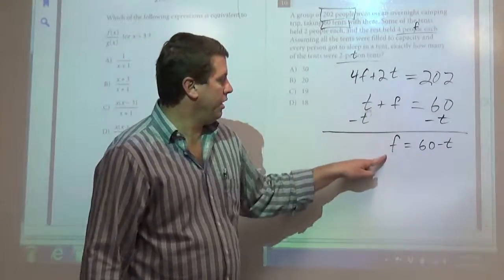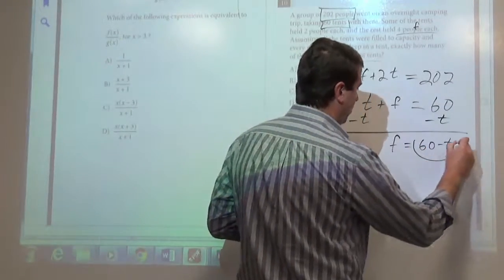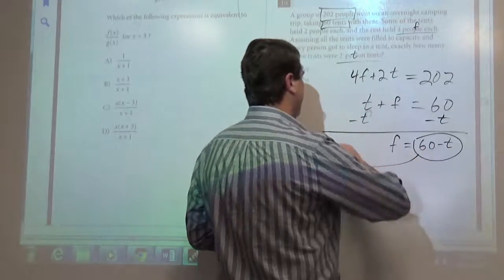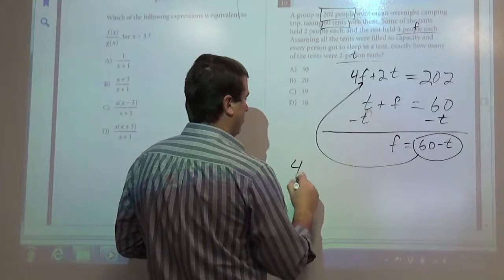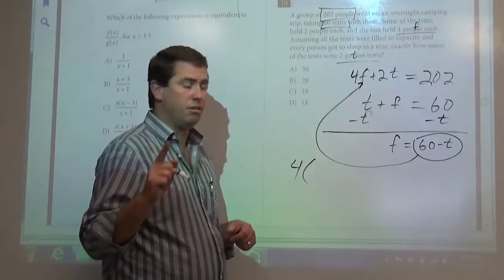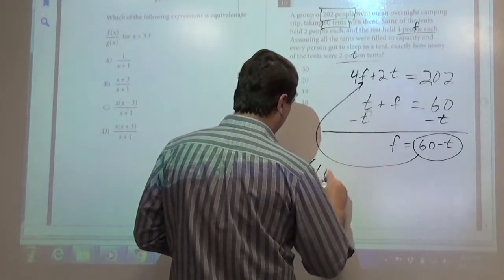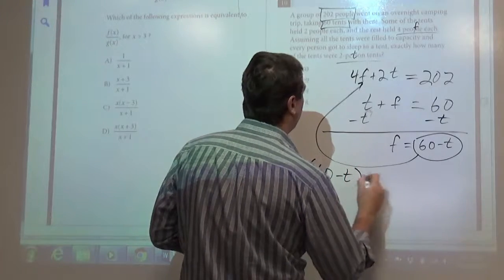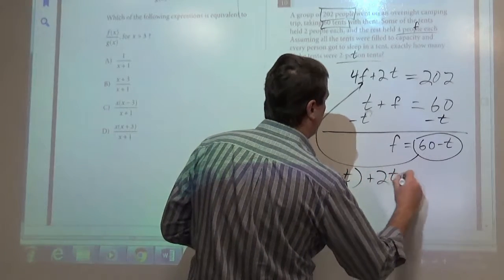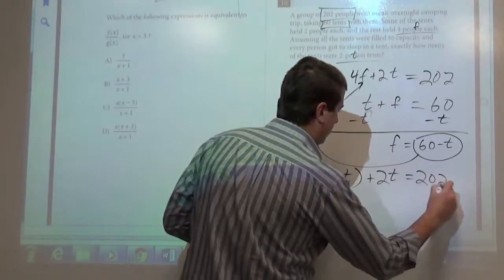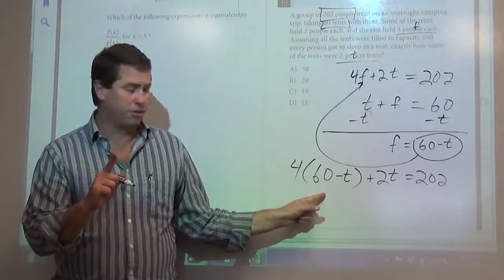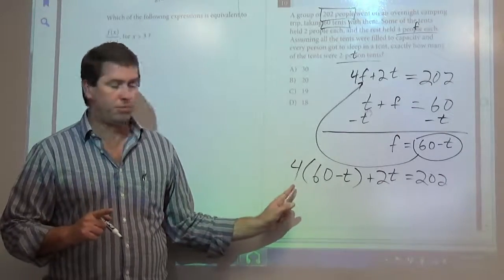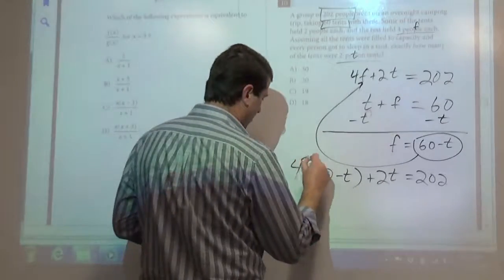Now, since 2 are equal, I'm going to take this whole thing and I'm going to put it here where the F is. Always use parentheses when you substitute. So now all I have are T's, so I only have one variable. I'm going to want to distribute first to get rid of my parentheses.